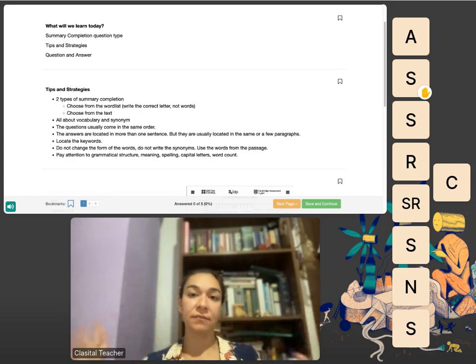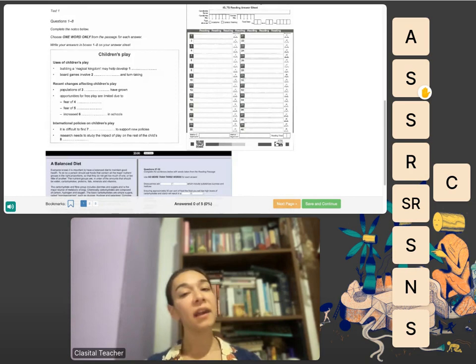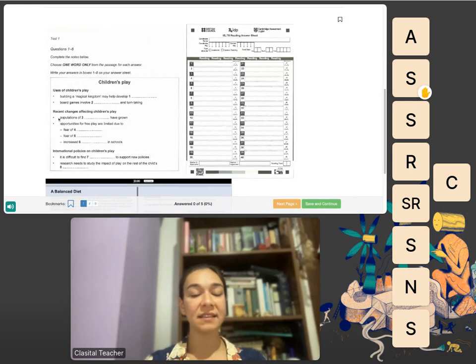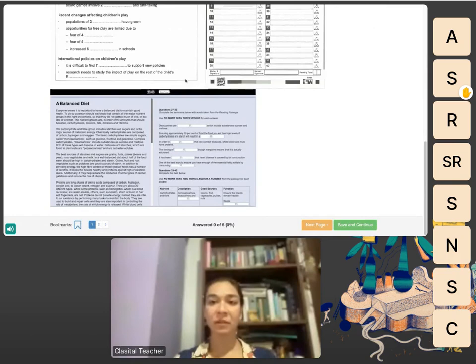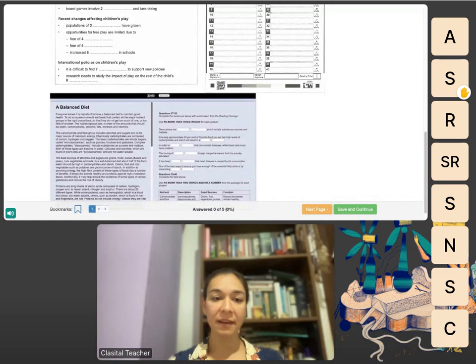If you take the paper-based exam, you will see it like this. Complete the note, complete the summary, it will be the same. Then you will transfer your answers to your answer sheet. If you take the computer-based exam, you will see the questions like this.